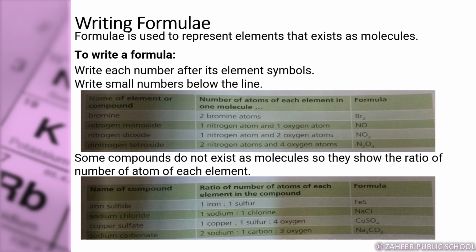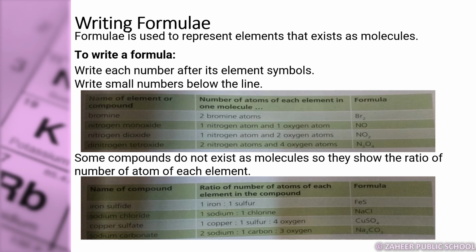Now, writing formulae. Each element has its own chemical symbol, and these chemical symbols give the formula. To write a formula, you have to follow these rules. You have to write each number to the right side of its element symbol, and write the numbers small and below the line.